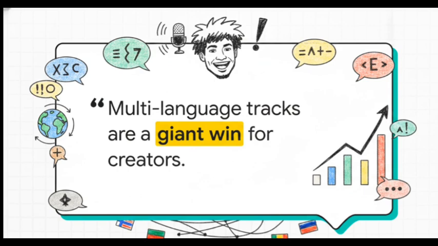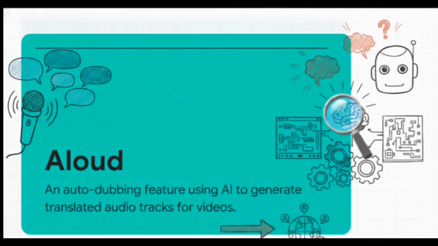Top creators instantly recognized what a big deal this was. MrBeast, who operates one of the absolute largest channels on the platform, famously called this multi-language track update a giant win. It fundamentally shifted the growth trajectory for international content, allowing massive creators to finally consolidate their fragmented global audiences back onto one single, immensely powerful primary channel.